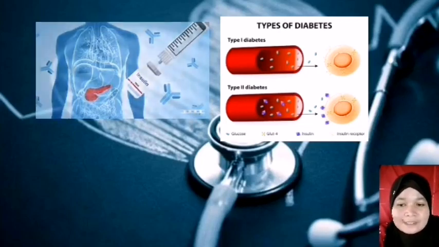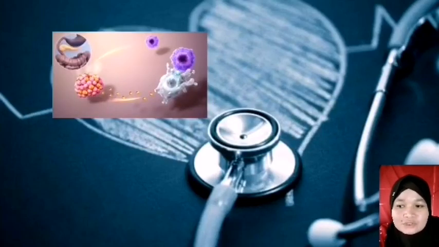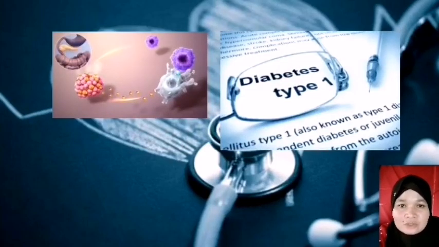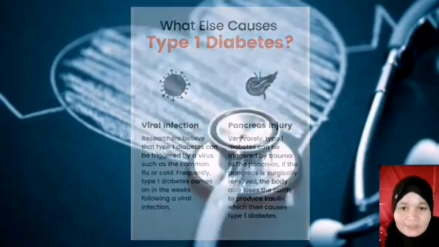So, what is type 1 diabetes? Type 1 diabetes, sometimes called juvenile diabetes or type 1 diabetes mellitus, is a chronic autoimmune condition where your pancreas produces little or no insulin, that crucial hormone that helps convert the glucose in your bloodstream into fuel.